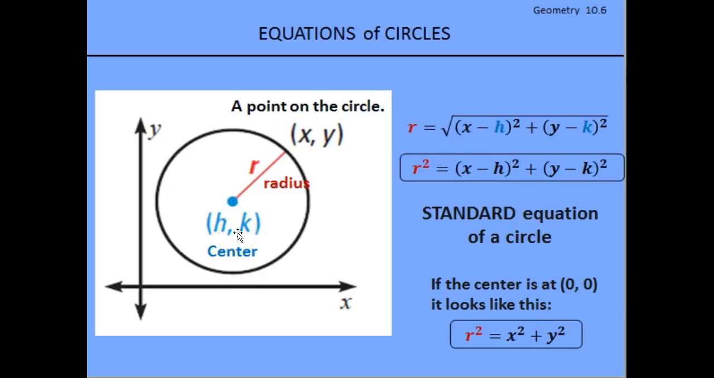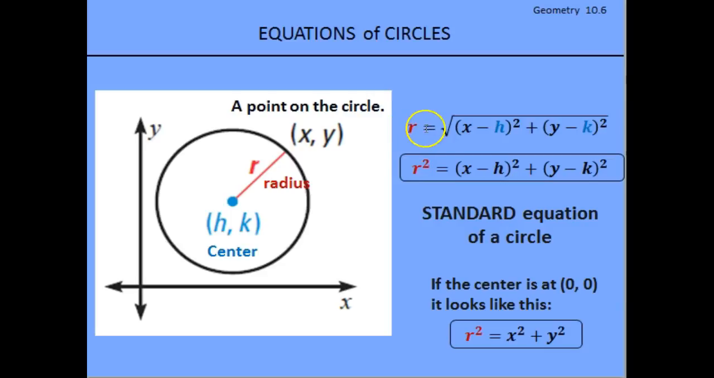And actually, I don't know where the h and the k came from. It was probably some people with long beards in caves who first did math who figured that out. And maybe it's Latin or something like that. I have no idea.